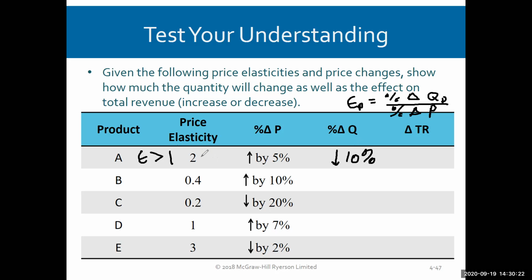Elasticity is greater than 1, so it's elastic. So with an elastic product, if I raise the price, the quantity response is pretty high, so the change in total revenue is down. So that's the answer to the first one, but you should do the rest of these and go to the slides in your slide deck and find out the rest of the answers for yourself.